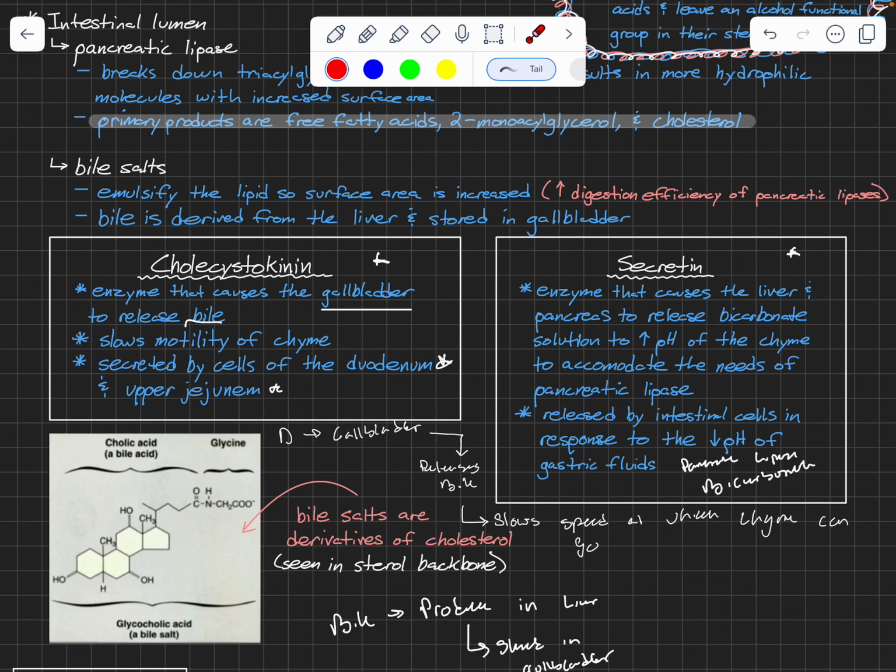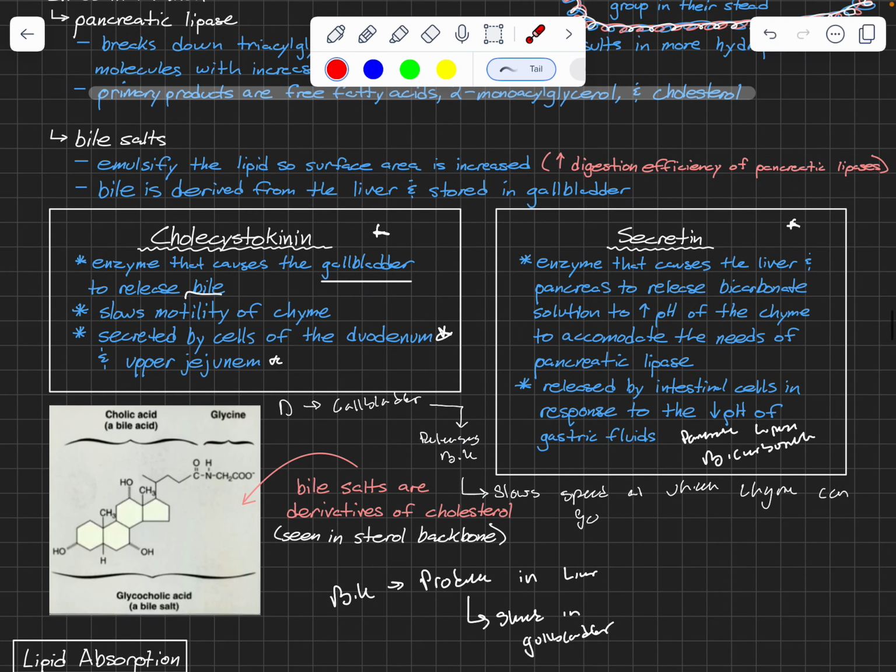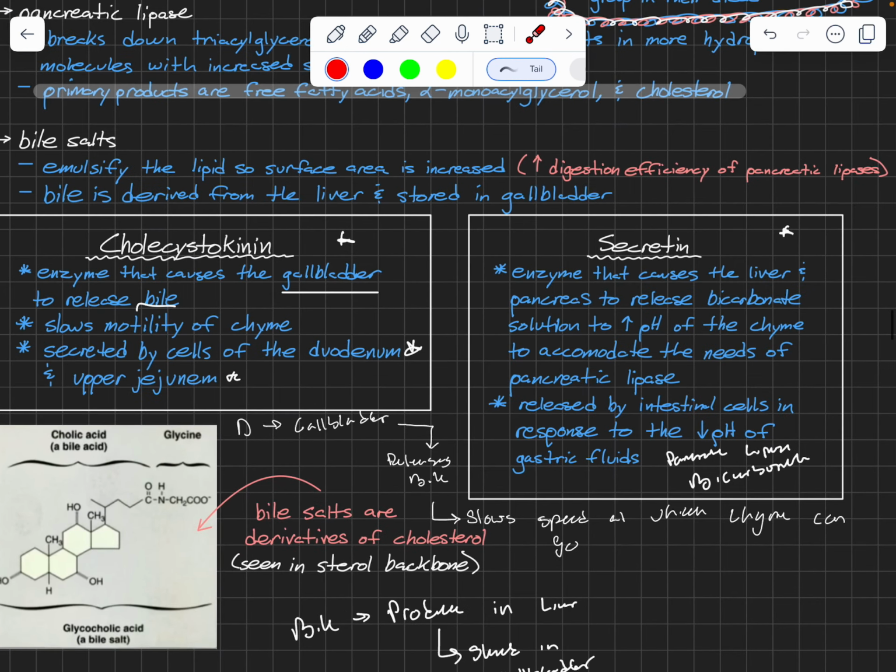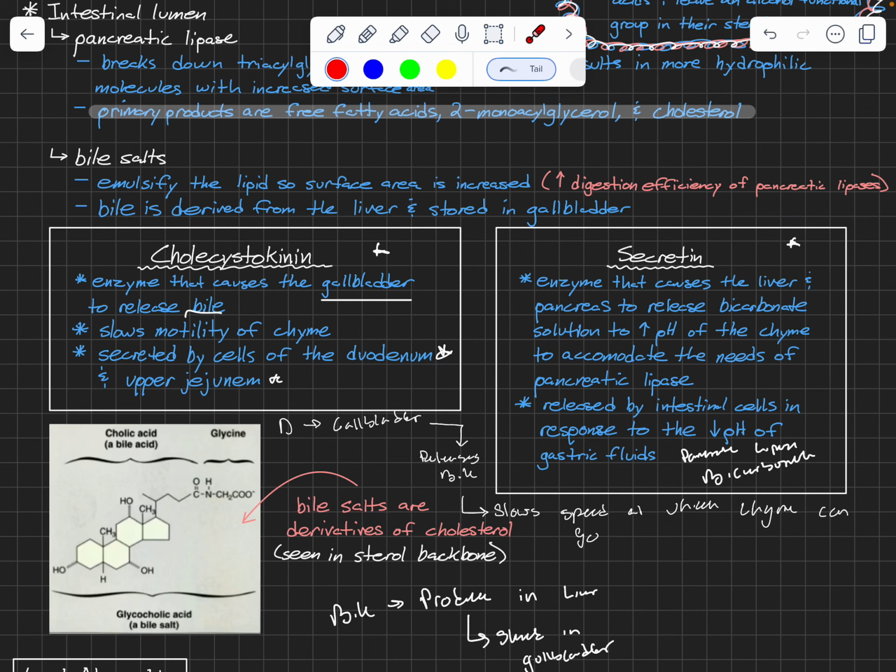We should just know that it is secreted by the cells of the duodenum and upper jejunum. We just need to know locations and everything like that. So cholecystokinin, I believe that's where it's secreted. I can't remember if it's talking about bile there. I apologize. I'm going to go look that up later and get back to you guys on that.